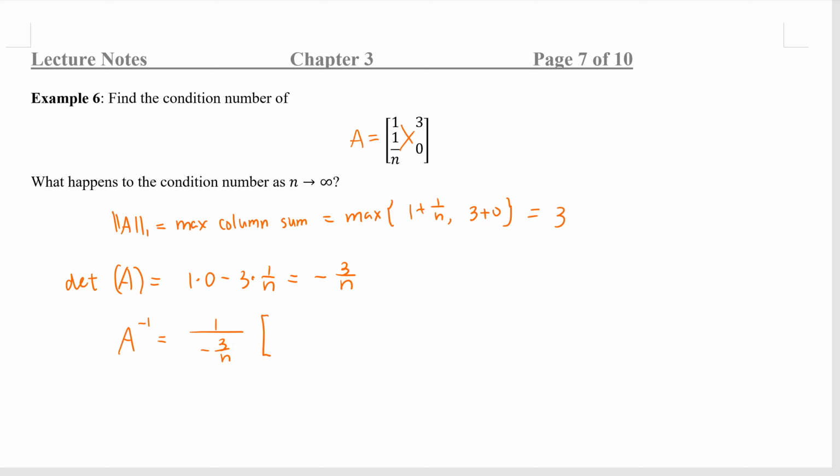And then we have the matrix. A and D switch, so 1 goes here, 0 goes there. B and C, put a minus sign in front of it. Minus 3, minus 1 over n.